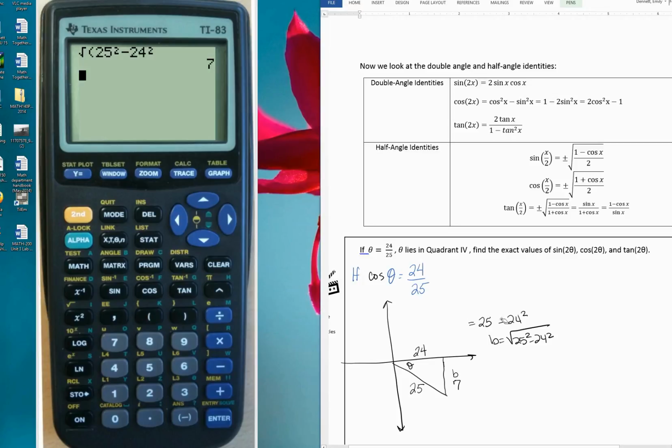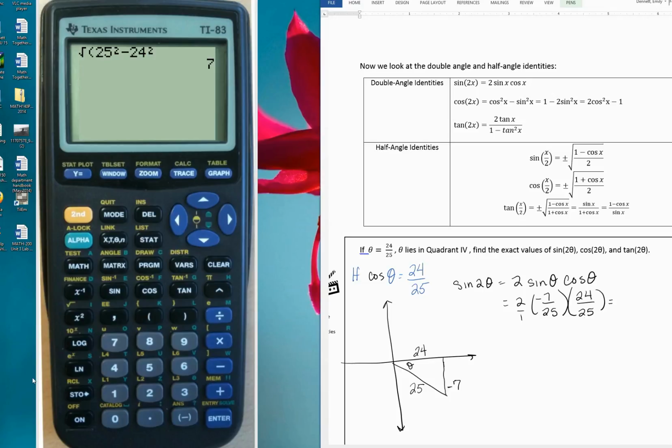Let me go ahead and erase the scratch work. Okay, so we want to find sine of 2 theta, cosine of 2 theta, and tangent of 2 theta. Sine of 2 theta is equal to 2 sine of theta times cosine of theta. So 2, and since this is going down in the negative direction, this should be a negative 7. Sine of theta would be opposite over hypotenuse, so this would be negative 7 over 25, and cosine is 24 over 25.